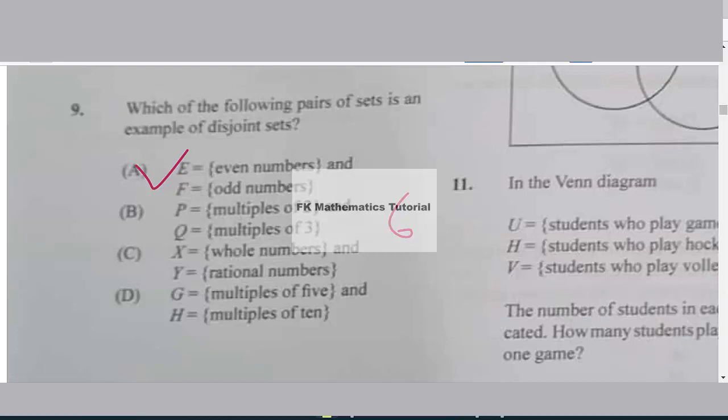Now if you pick C, whole numbers and rational numbers, we know every whole number is a rational number, so that one is not also possible. Then multiples of 5 and multiples of 10. We know multiples of 5 can be found in multiples of 10, so it means multiples of 10 can be found in multiples of 5. So it means that this one is off. So the correct option is A.